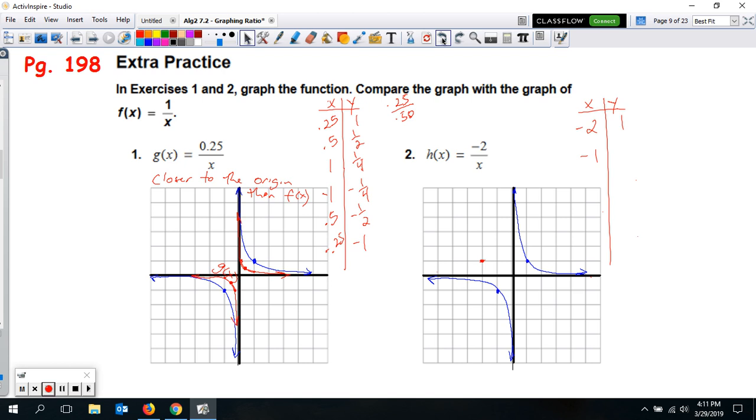Next number I'm thinking of is -1. Now I'm keeping everything on this side right now, going to the negative side of the y-axis on the x. And so -2 over -1, that's just going to give me a +2. Negative over negative is positive, and we plot that point. So -1, +2 puts me there.